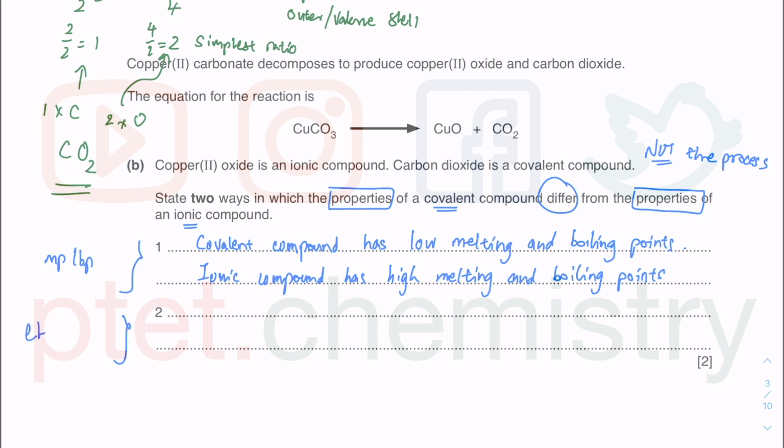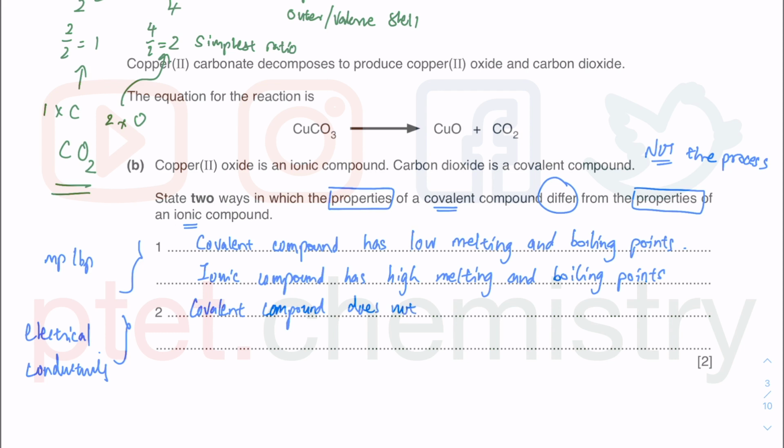The next thing is to do with electrical conductivity. This is also stated in the syllabus as well as the notes. Those who didn't do the complete checklist, that means you did not completely revise no matter how long you spent on revision. If you do not complete the checklist from the syllabus, you are not doing an effective revision at all. So covalent compounds do not conduct electricity at all.